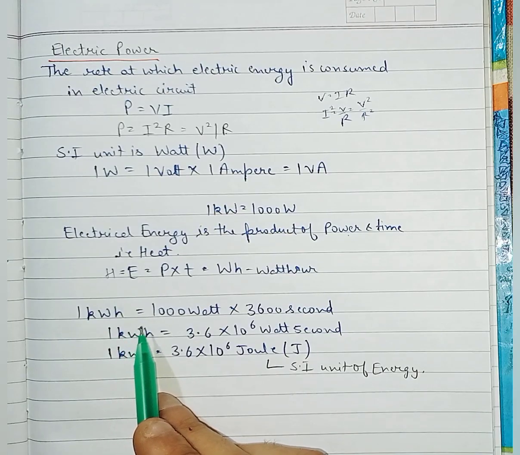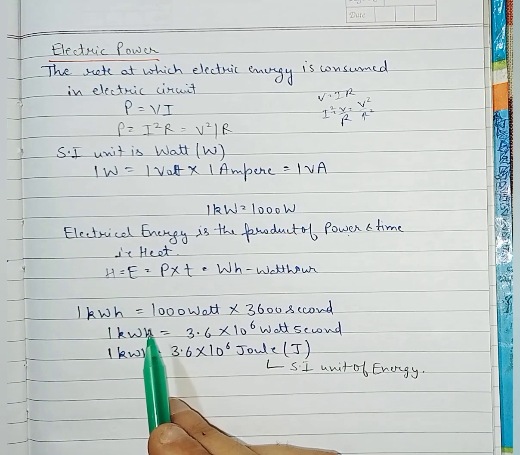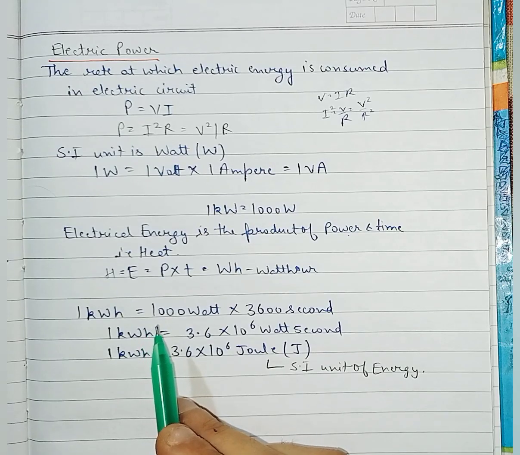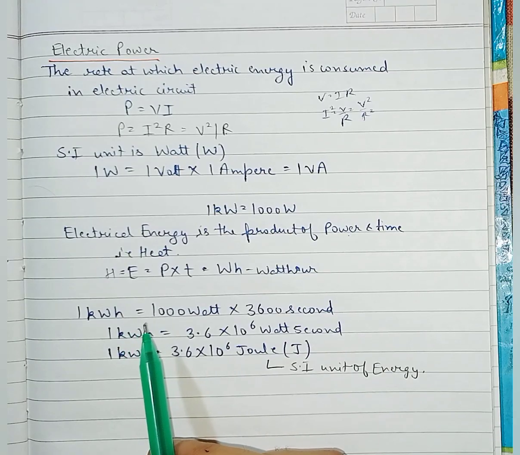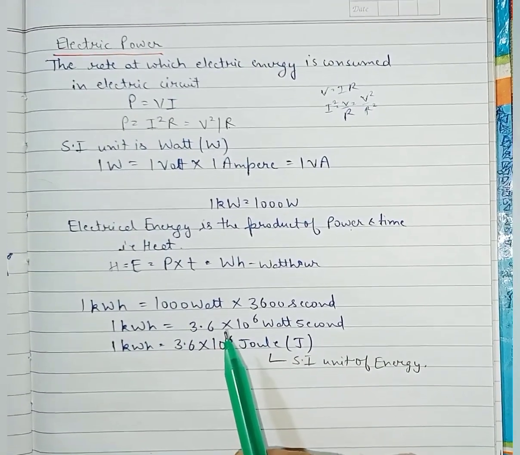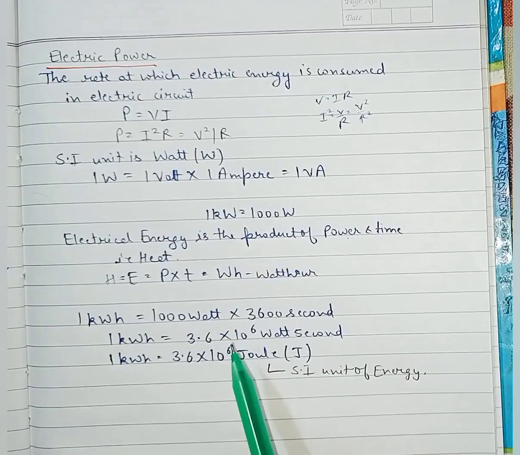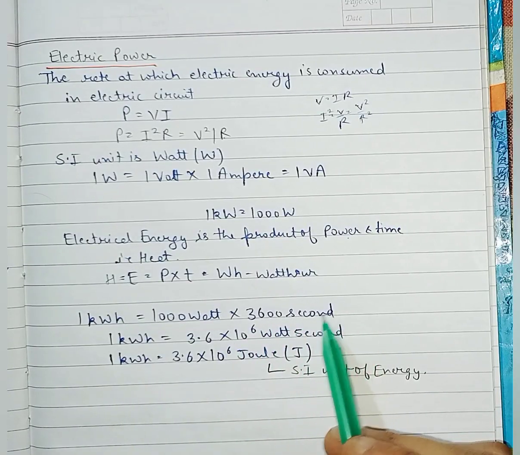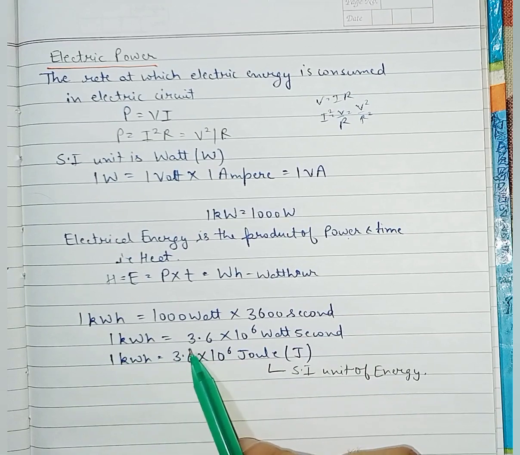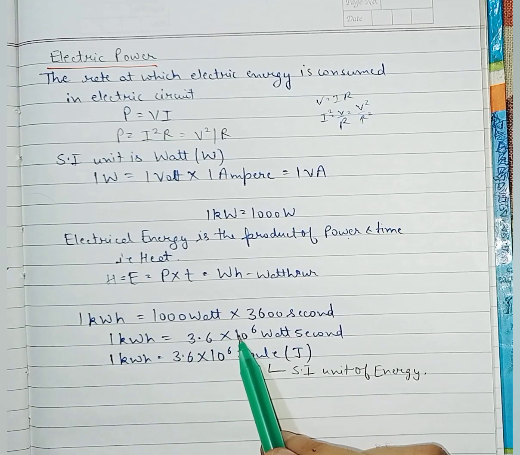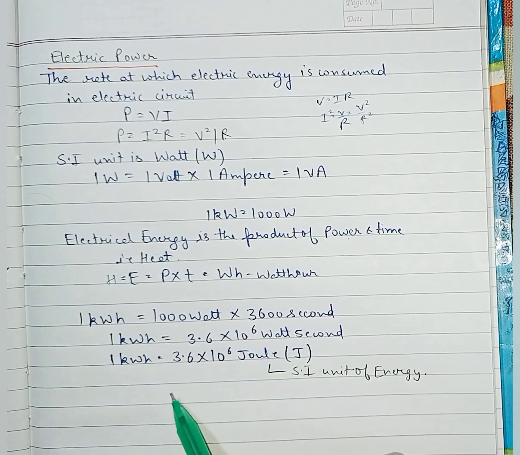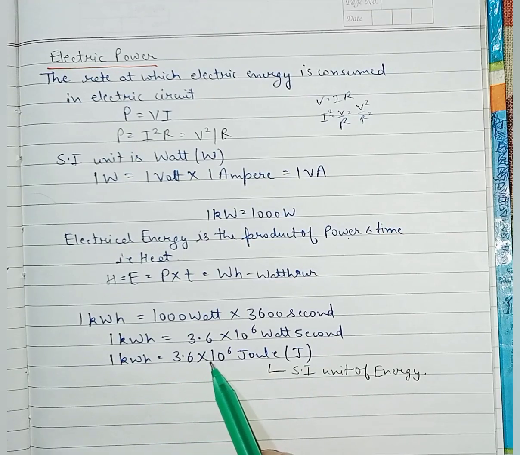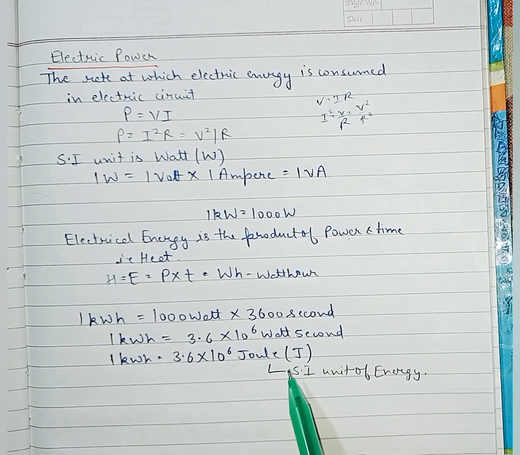Here are some conversions that you will use in the NCERT questions, and you can solve from there. 1 kilowatt hour is equal to 1000 watt into 3600 seconds, and 3600 seconds is equal to 1 hour. That is converted. So 1 kilowatt hour is equal to 3.6 into 10 to the power 6 watt second. So 1 kilowatt hour is equal to 3.6 into 10 to the power 6 joule, and joule is the SI unit of energy.